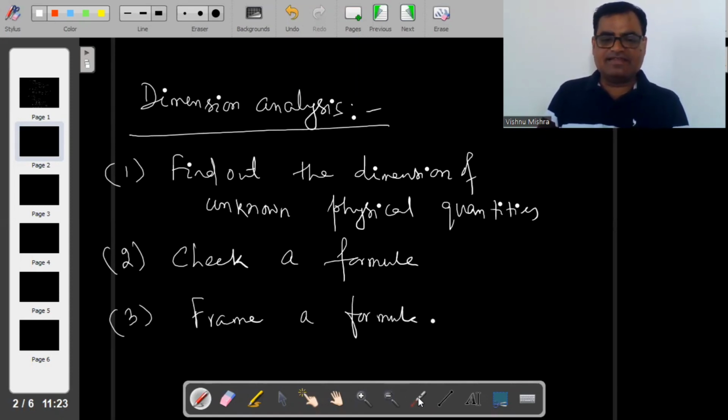In dimension analysis, we'll see that first, we can find out the dimension of an unknown physical quantity. Second, we can check a formula. Third, we can frame a formula. Let's discuss one by one. In this video, we have to discuss only the first part. In the next video, we'll discuss 2 and 3. In the first, let's see how to find out the dimension of an unknown physical quantity.